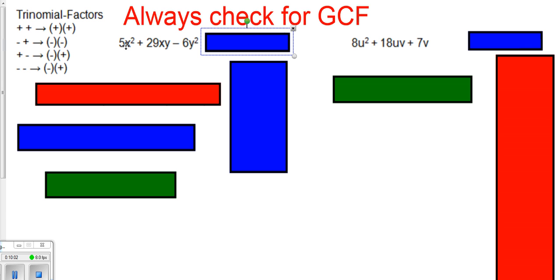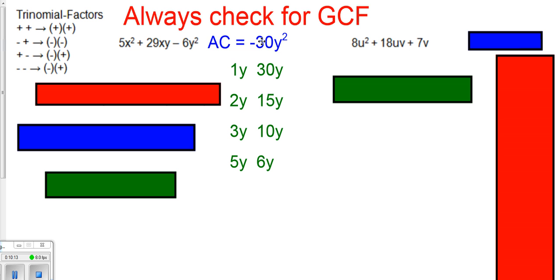A is 5, B is negative 6y squared, so AC is negative 30y squared. We break up all of the factors of negative 30y squared. When we do this, try to think of this as though it was positive first, and then we'll deal with making it negative. First off, we would have 1y and 30y. We could have 2y and 15y. We could have 3y and 10y. Or we could have 5y and 6y. These are the only sets of numbers that would multiply to make 30y squared.